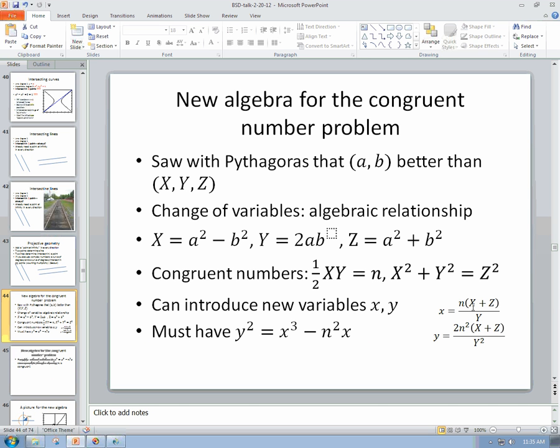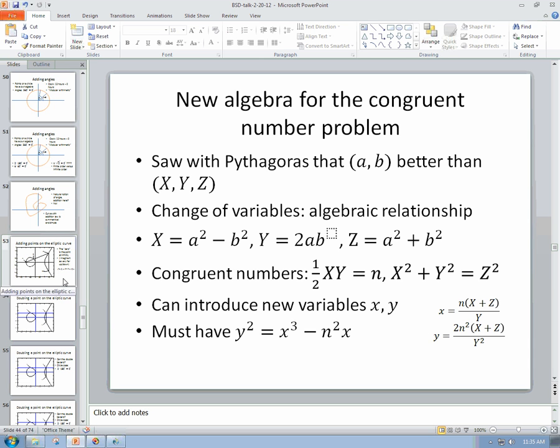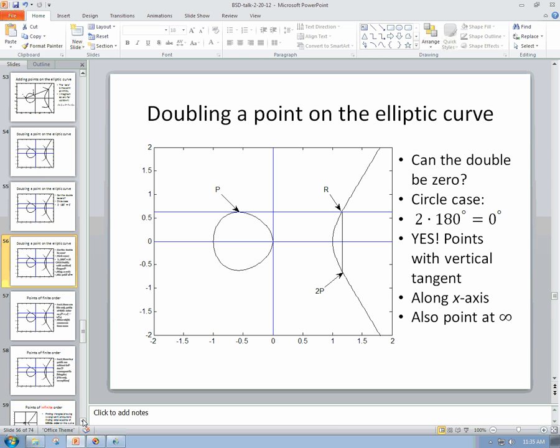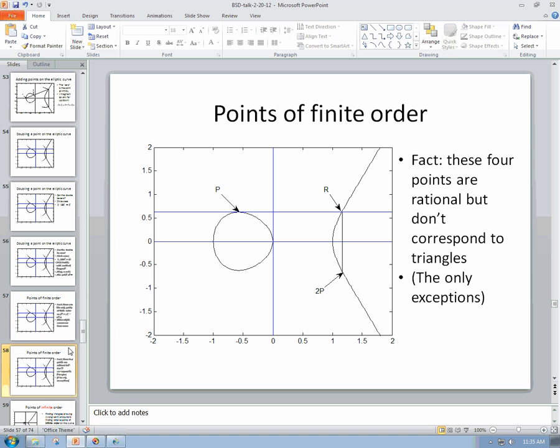We have this relationship between little x, little y, and big X, big Y, big Z. If we find rational x and y, it turns out we can find rational x, y, and z that solve the congruent number problem. Except there's a few exceptions. And in particular, if little y equals 0, it just totally doesn't work. And so, in fact, we might have thought, let's see, it's down to here.